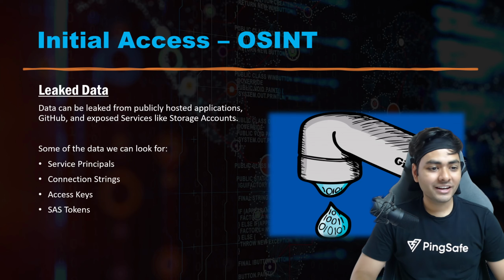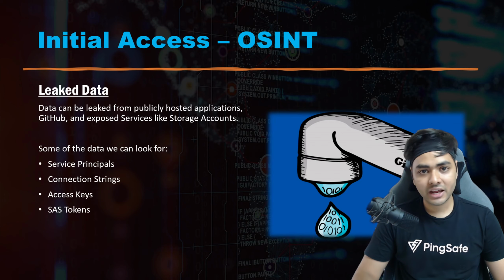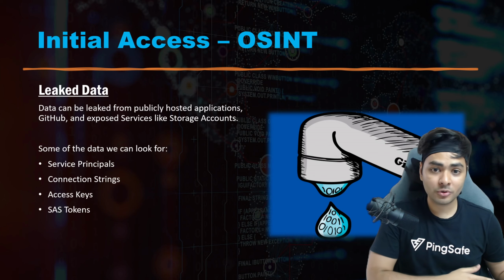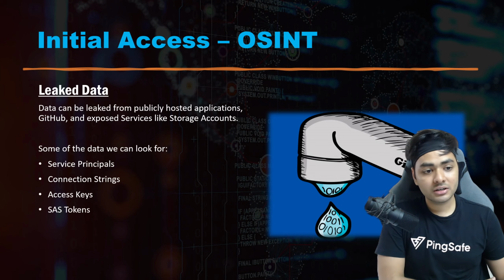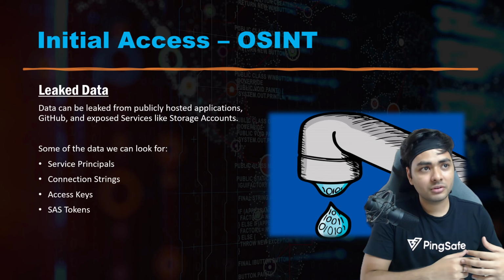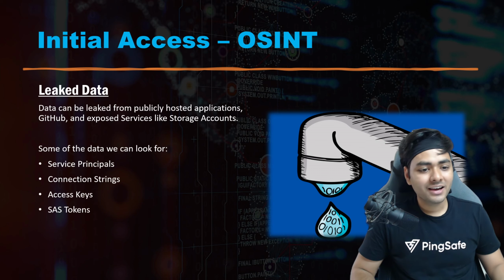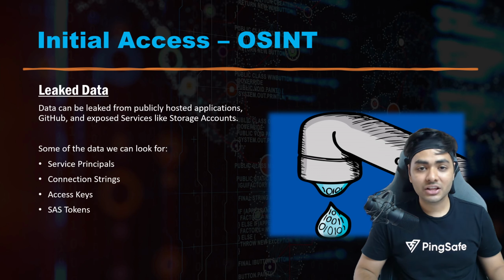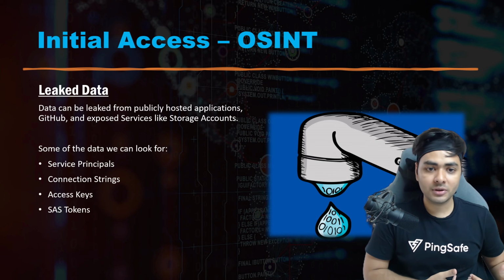Okay, the next is leaked data. Data can be leaked from anywhere. It can be leaked from a publicly hosted application, or from GitHub, where you can find secret keys, which a lot of bug bounty people get. And exposed services like storage accounts. By exposed services, I mean those services which are publicly exposable, like storage accounts.